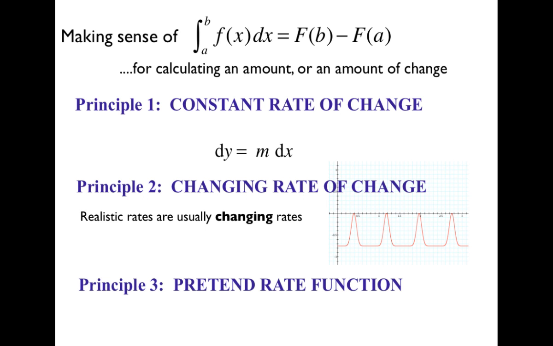And principle 3 was to make a pretend rate function. And what was the characteristic of the pretend rate function? Why did we want to make a pretend rate function? We want to simulate the changing rate function. And if we have the actual rate function, why do we want to do that? Make it easier. And what's that simulated rate function like?